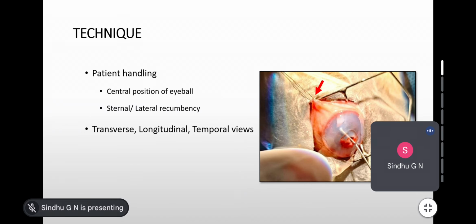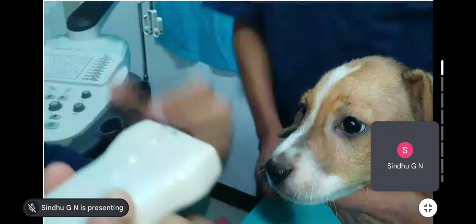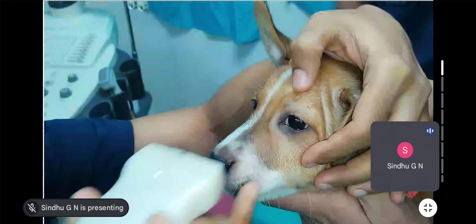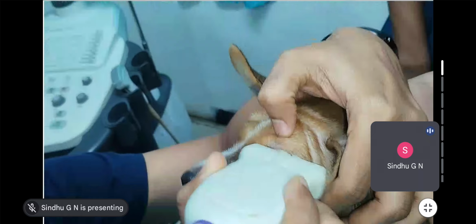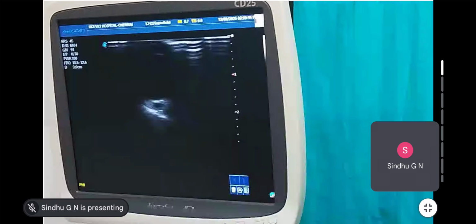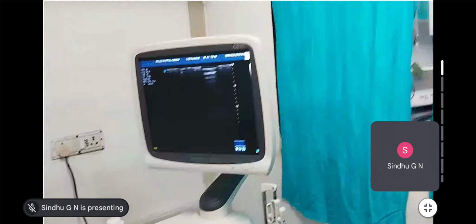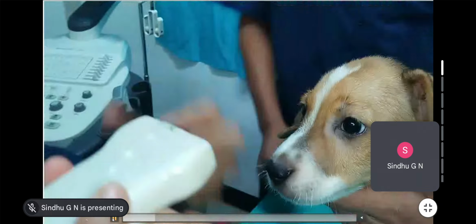So there are basically three views for ultrasonography: transverse, longitudinal and temporal views. This one is a transverse view. The probe is positioned horizontally over the cornea. This is the transcorneal approach. Over the cornea, I directly place the probe. I'll show once again. This is how I keep the probe.